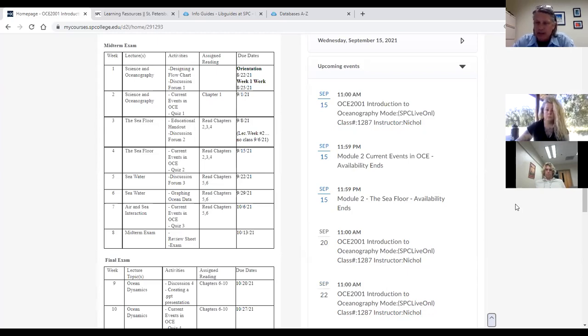So next week we have discussion forum 3 due. The following week, which is way in the future, we're going to have graphing ocean data. It's based on the 3 layers of the ocean, which we will talk about next week. So this week we got our current events and our quiz. Next week, the only assignment that's due is a discussion forum. Okay? I wanted to make that clear.